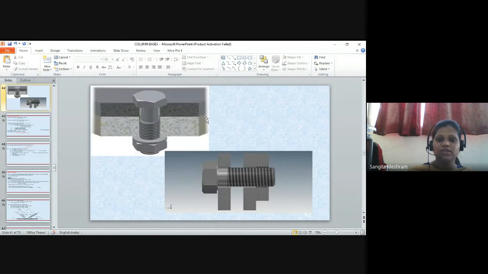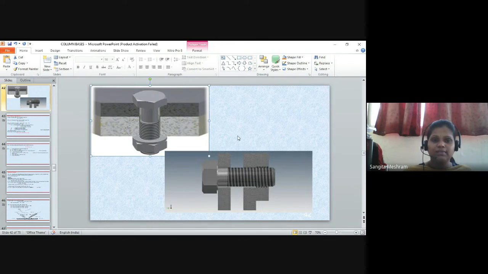Just see the figure. Can anybody tell me about the first figure? This is your shearing plane. The middle one is your shearing plane. So this shear plane cuts which section? Plain section or threaded section?